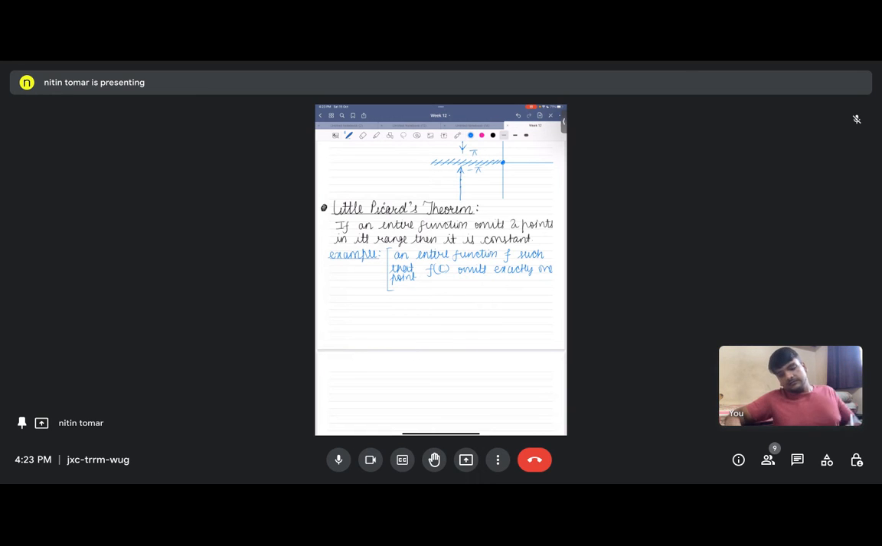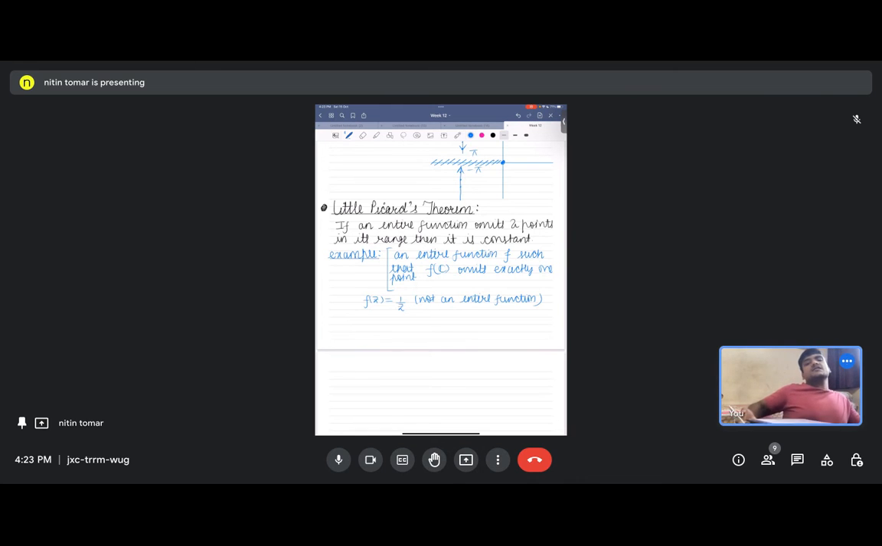F of z equal to 1 by z. Is it an entire function? This is not an entire function, right? It's not holomorphic at 0. At 0, that's also a point. No, but you need an entire function, right? It is not an entire function. Is it holomorphic at 0? No, sir.